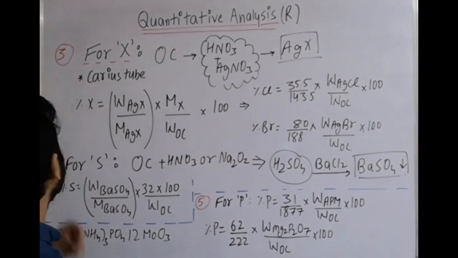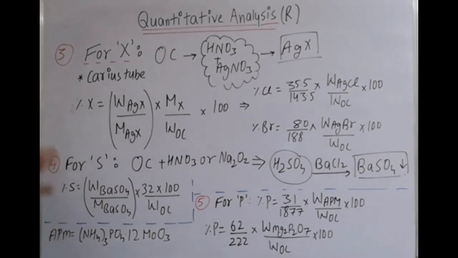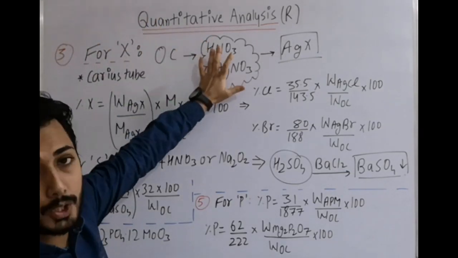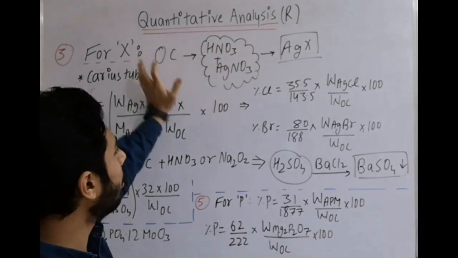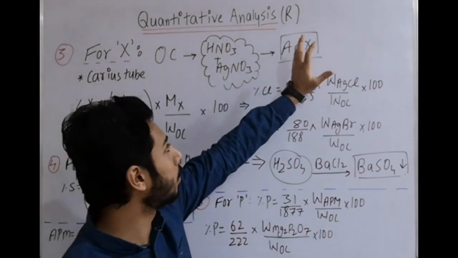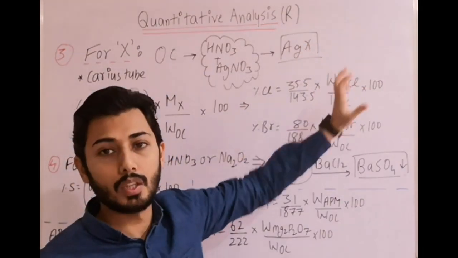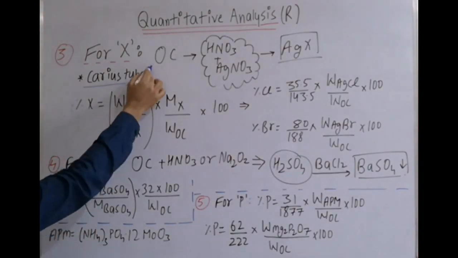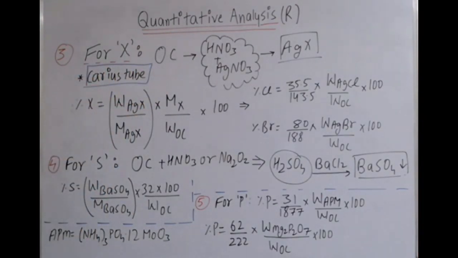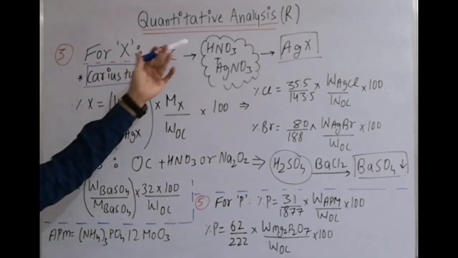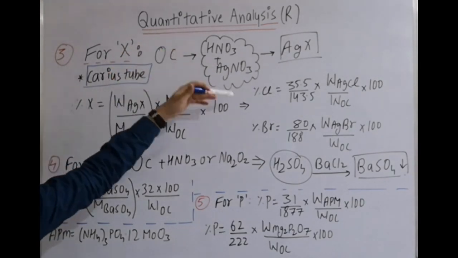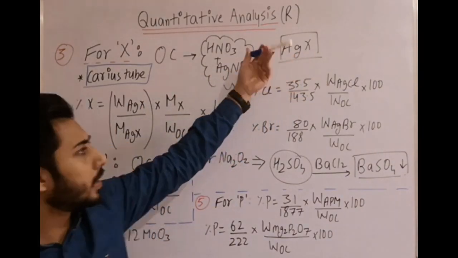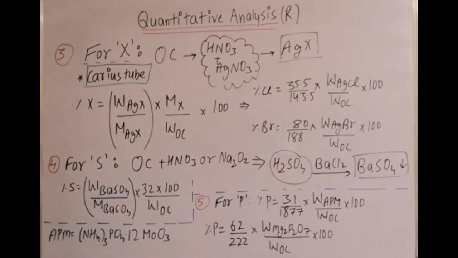Now next is estimation of halogens. Here we take the organic compound, add HNO3 plus AgNO3, and finally the halogen comes out as silver halide, AgX. By using this method, in which tube? A sealed glass tube known as the Carius tube. In that tube we put the organic compound, oxidize it with HNO3, then add AgNO3, and finally the precipitate is AgX. That can be AgCl, AgBr, AgI.